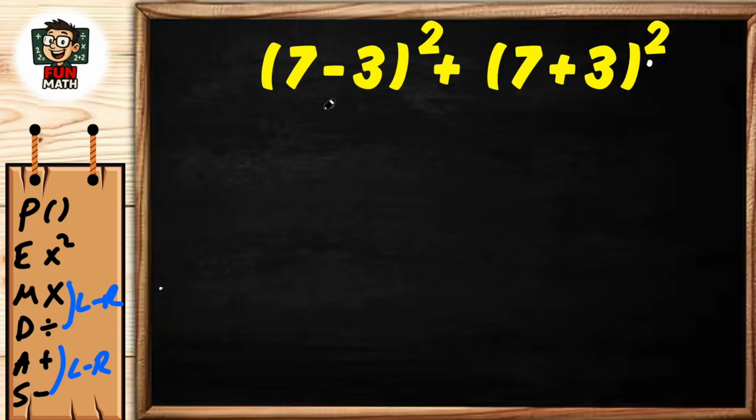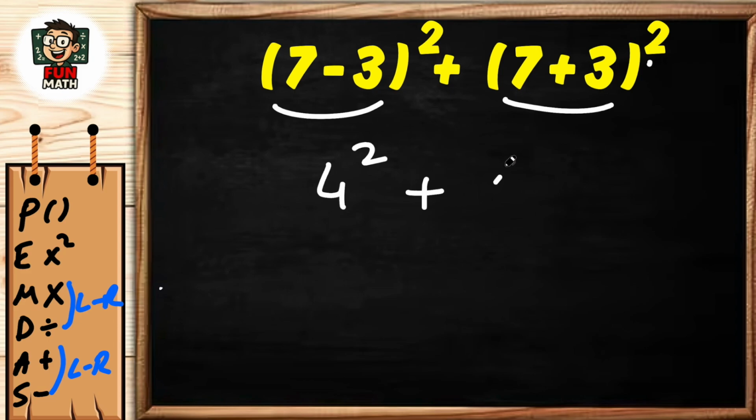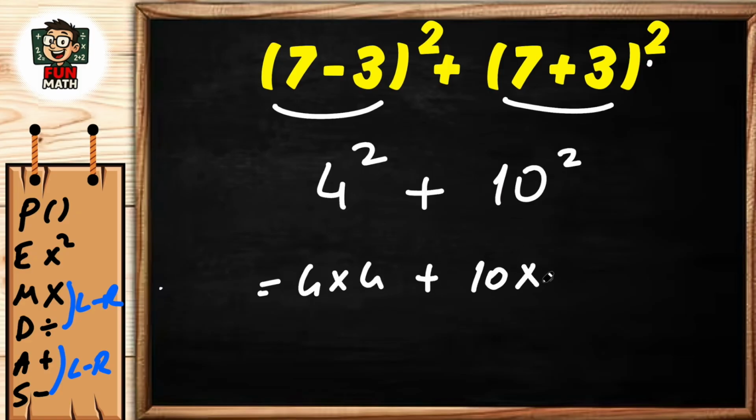We'll solve the parentheses first. First parenthesis, 7 minus 3 equals 4, to the 2 power, plus second parenthesis, 7 plus 3 equals 10, to the 2 power. Now, let's calculate the exponents. 4 to the second power is 4 times 4, plus 10 to the second power, 10 times 10.